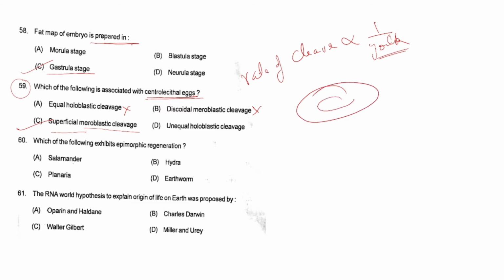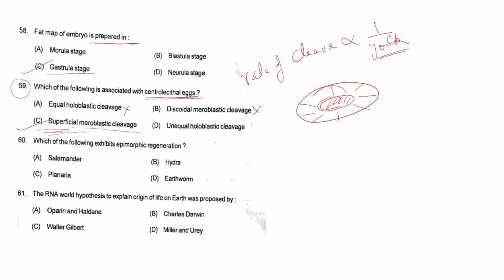Remember, students, the rate of cleavage is always inversely proportional to the amount of yolk present. Wherever the yolk is present, cleavage will not occur there. In a centrolecithal egg, suppose this is the egg, yolk is present here in the center. So how will the cleavage occur? Only superficially will the cleavage occur. That is why option number C is the right answer.